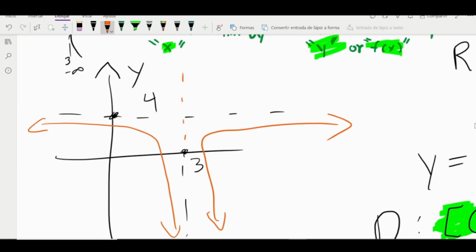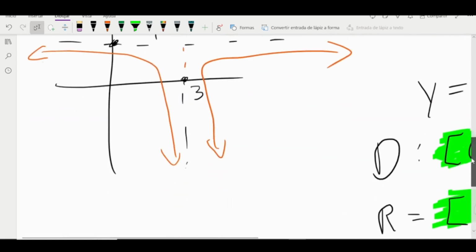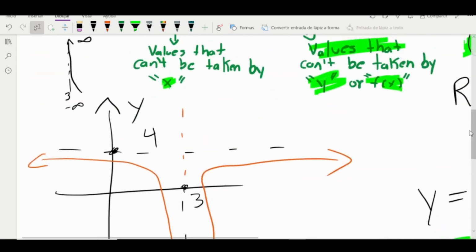I repeat, we're going to analyze this concept deeply in the next video. But I hope that you understand what a domain is, what a range is, what the utilities of the domain and range are, and how we can express this in the graph.